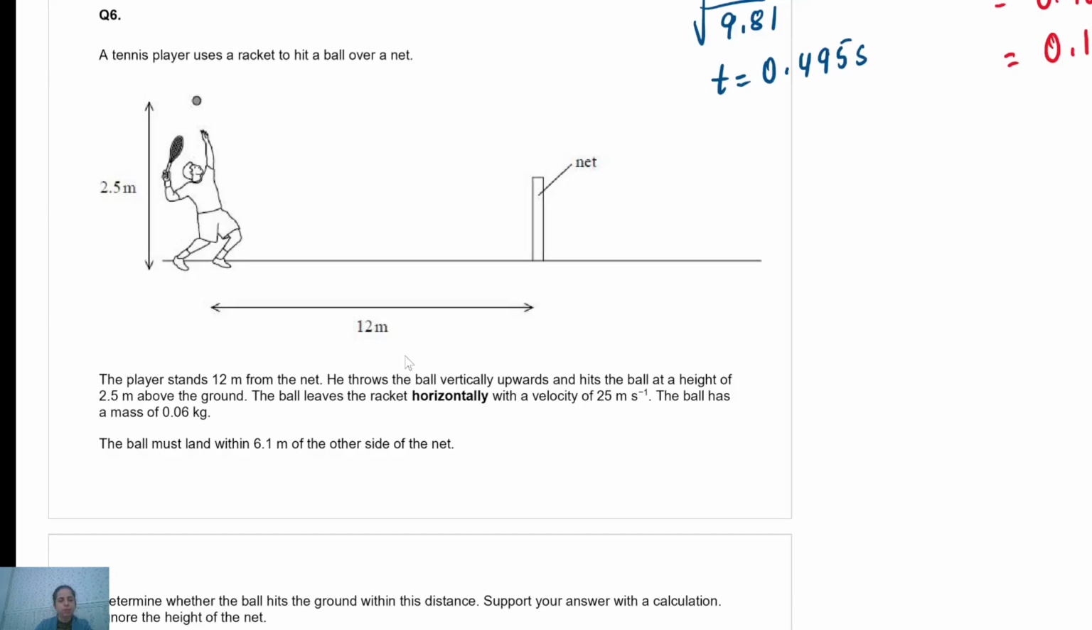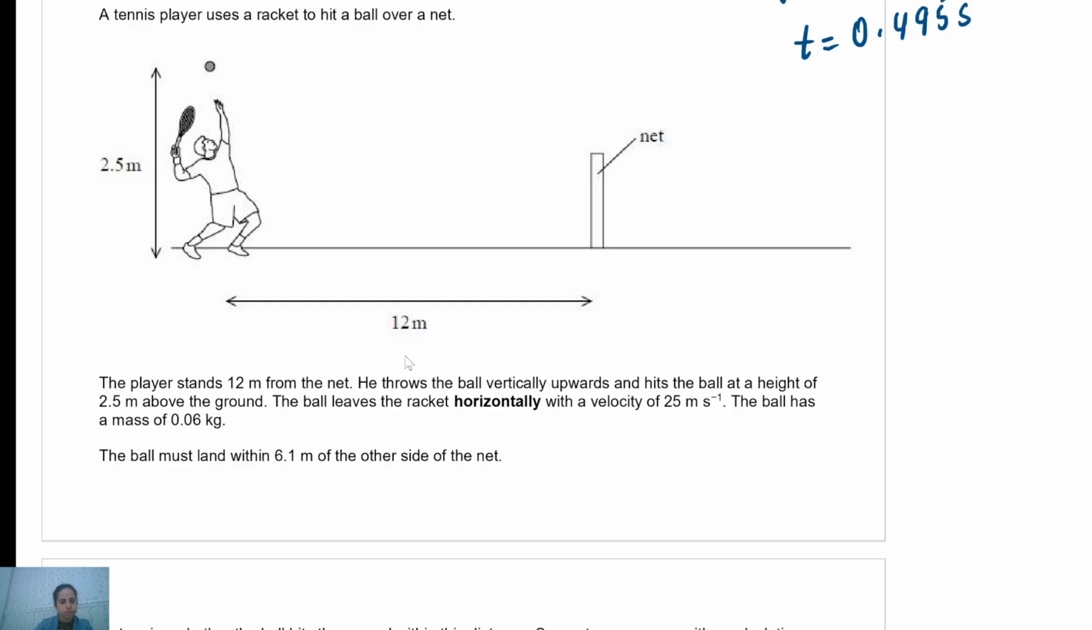A tennis player uses a racket to hit a ball over a net. The player stands 12 meters from the net, hits the ball vertically upwards and hits it at a height of 2.5 meters. The ball leaves the racket horizontally, with a horizontal speed given. The ball has a mass of this much. The ball must land within 6.1 meters on the other side of the net.